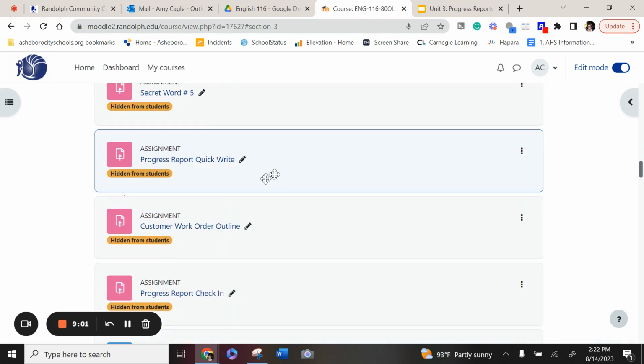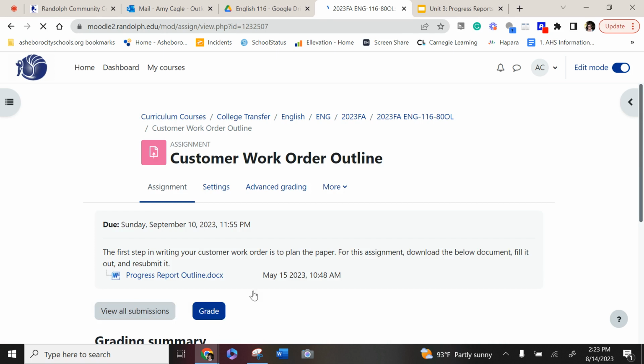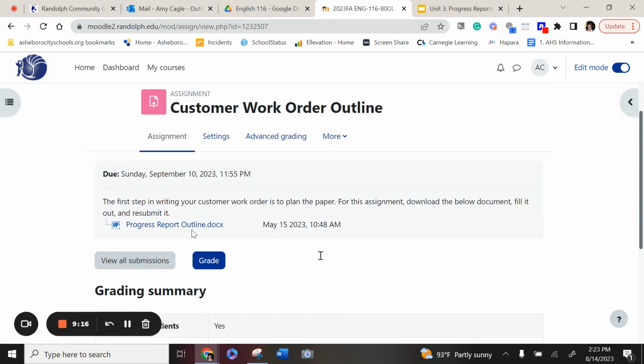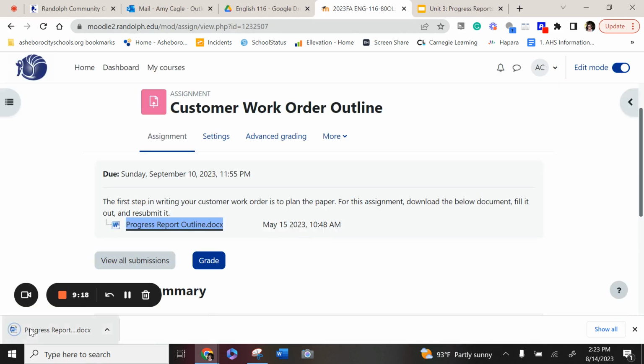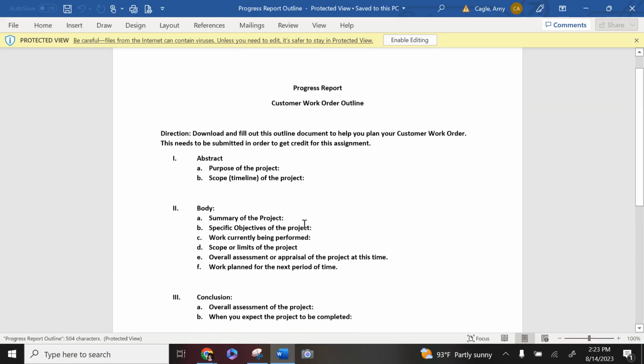So don't forget your quick write for your progress report. And then you're going to be completing, by the first Sunday of these 2 weeks, an outline. So we're going to open this up. I do want you to open the document, download it to your computer, type it, and then resubmit it.